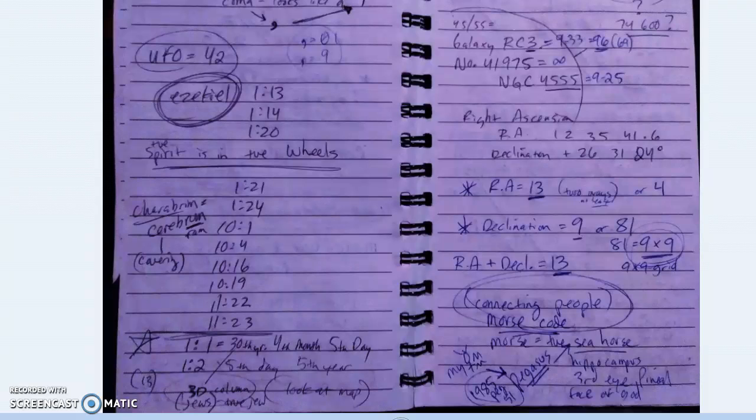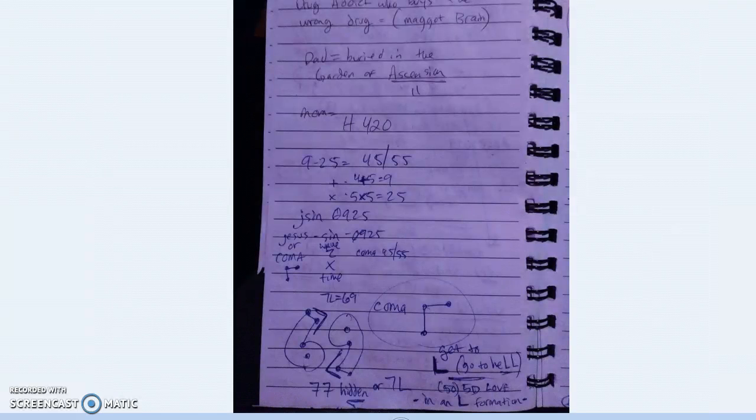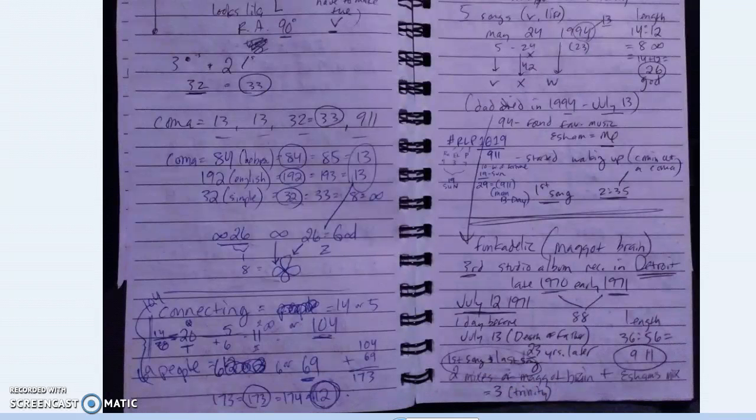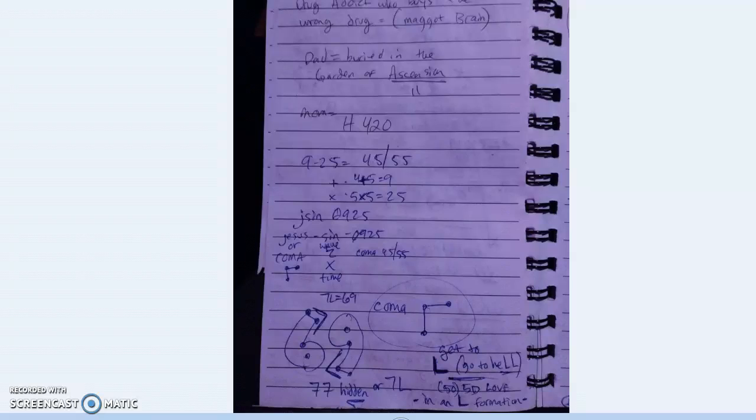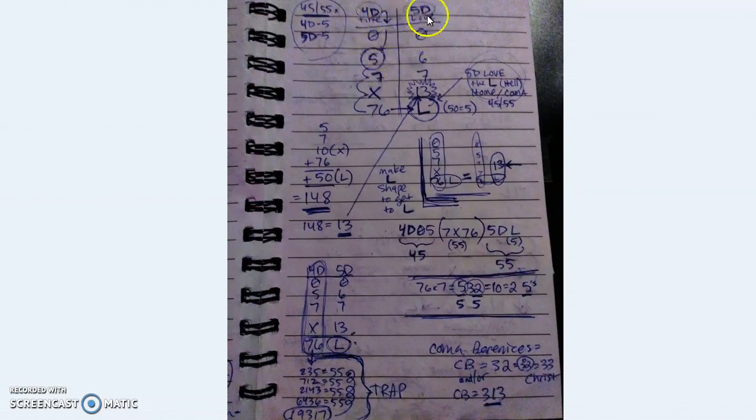Some more stuff about 4555. Isham, maggot brain theories. See the 77 inside of the 69 again? Looks like Coma. Get to hell, go to hell, go to L. Get to L. 5D love in an L formation. Did I pass that one yet? That's what we're talking about, right here. 4D time, 5D love column. Okay? Looks just like this.